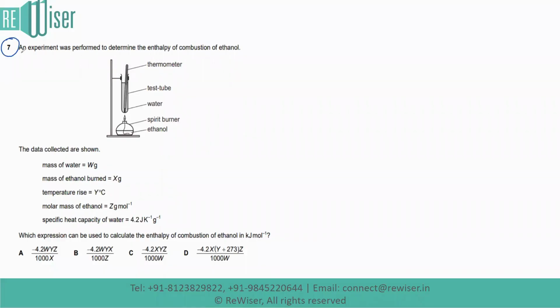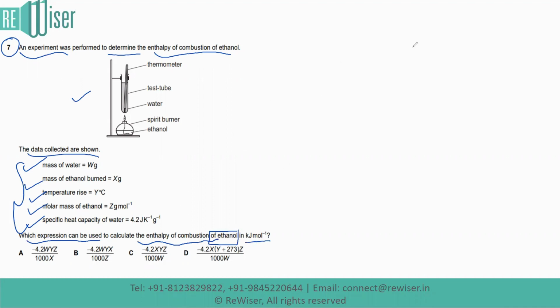Question number 7 states an experiment was performed to determine the enthalpy of combustion of ethanol. This is the experiment. The data collected are shown. This is the data which involves mass of water, mass of ethanol burned, temperature rise, molar mass of ethanol, specific heat capacity of water. So which expression can be used to calculate the enthalpy of combustion of ethanol in kilojoule per mole? And these are the 4 options, right?